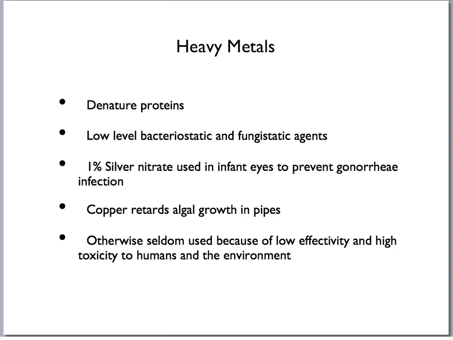And we tend to make pipes out of copper anyways, so it's more of a useful side effect than anything else, but copper pipes accumulate a lot less algae than plastic pipes do, for instance. In fact, some plastic pipes, the plastic is actually impregnated with copper to help prevent algal growth. And both copper and silver are relatively benign heavy metals for us.